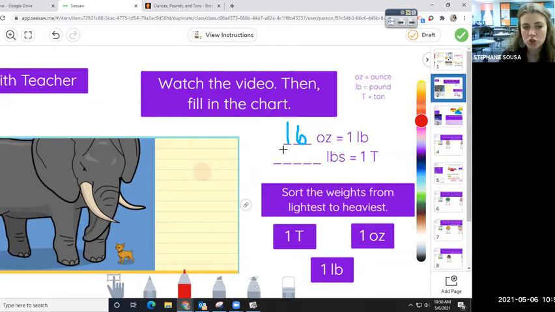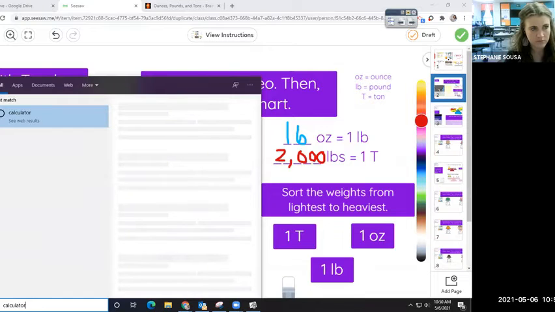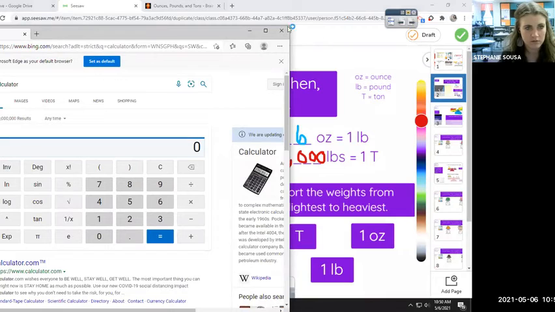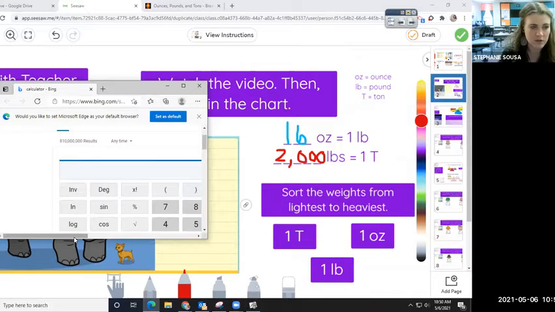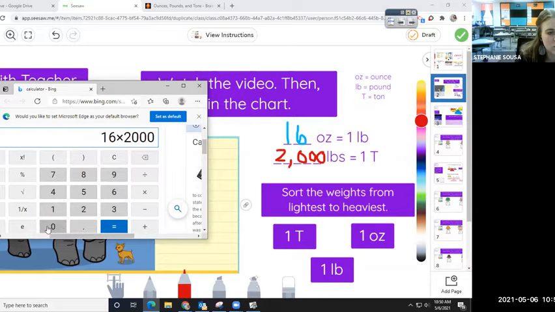There are 2,000 pounds in 1 ton. So if you really want to have your mind blown, let's see how many ounces are in a ton. There are 16 ounces in 1 pound. There are 2,000 pounds in 1 ton. So to find out how many ounces, we would multiply 16 by 2,000. There are 32,000 ounces in 1 ton. That's a lot of ounces.